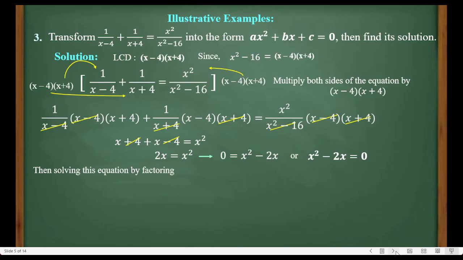Although we could use other methods to find the roots of this equation. We could also use completing the square and quadratic formula, which is the more reliable method if we compare it with the method of factoring. But in this case, we use factoring because the left side expression can be easily factored.